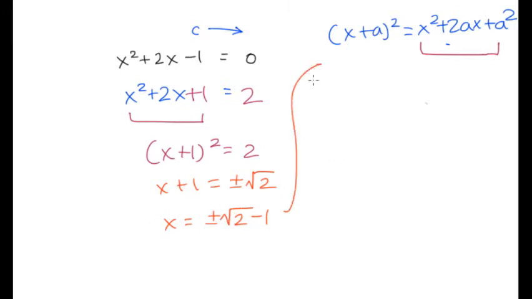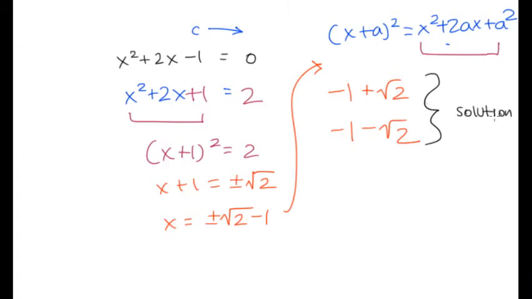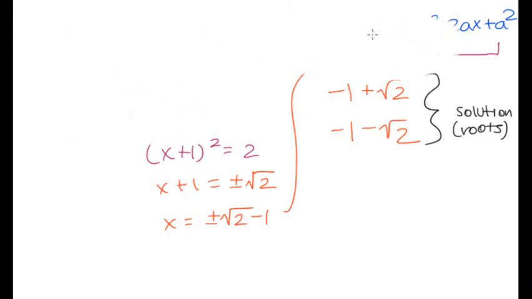So there are two solutions or roots to this equation. One is negative 1 plus rad 2, and the second is negative 1 minus rad 2. These are our two solutions, or roots, as we can say. So that's completing the square. Alright, so let's have a go at another one. Let's flip this.